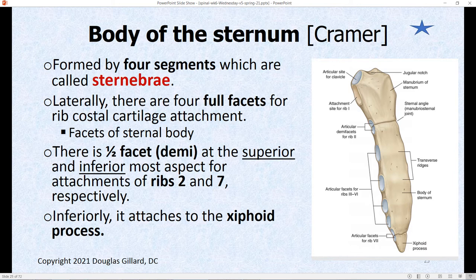The body, if you look closely, is very much like the sacrum. So we have some transverse ridges here running through the body. In vivo, there weren't really discs here, but these were separate. It looked more like a joint here, and they fused during development. And so therefore, we actually have some segments that are formed, and Kramer calls these things sternebrae. Sternebrae, not vertebrae, but sternebrae, right? And it's got transverse ridges and the whole nine yards. And we talked about the demi-facets at the top and demi-facet at the bottom. You should know that this is for rib 7. This is for rib 2. It shares the connection there.